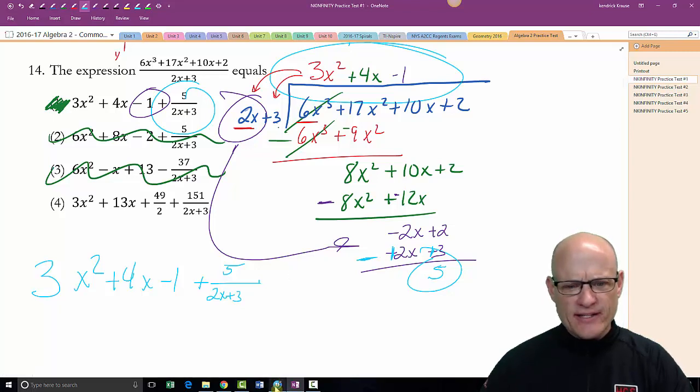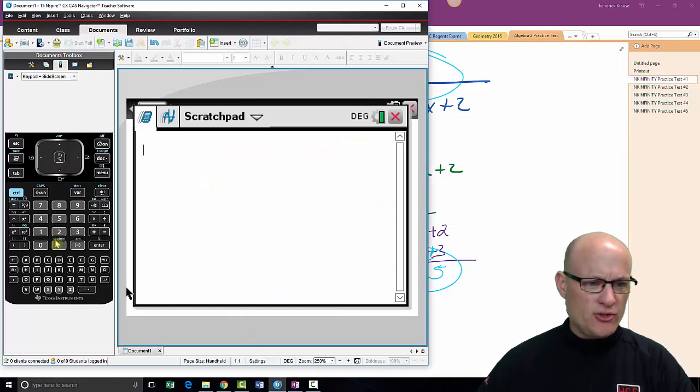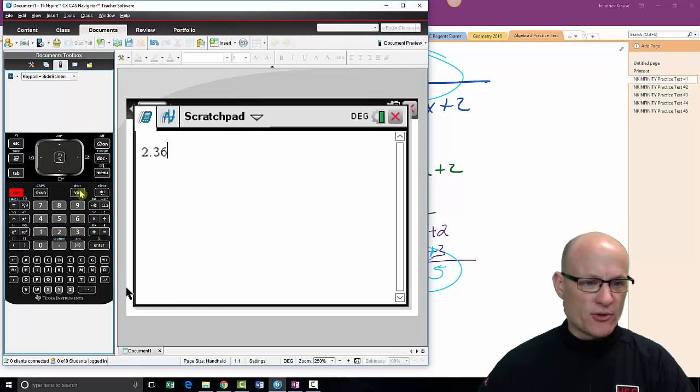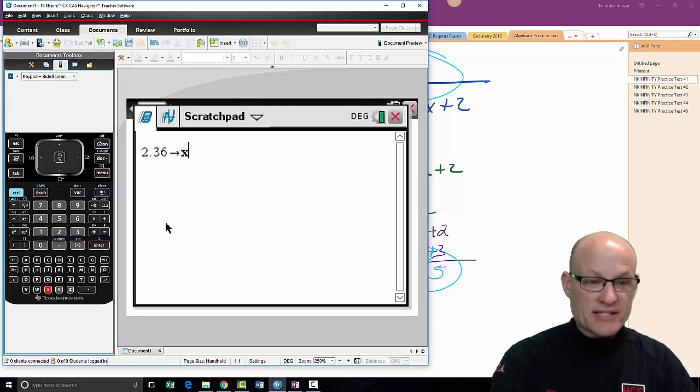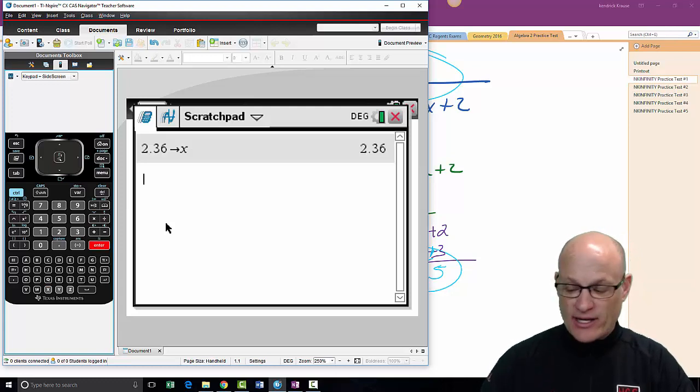Now, I wonder if there's a way to cheat. I think there is. So let's do this. Let's take 2.36 and store it in x. I always just pick a random crazy number unless I have to use the answers that are in the actual answer key.